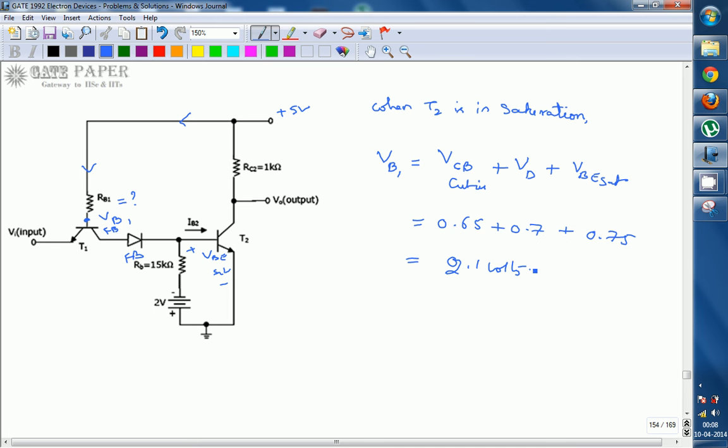T2 transistor comes into the on condition. To make the T2 transistor come into the on condition, the voltage VB1 has to be 2.1 volts. So the value of RB1 should be such that the current flowing through it is limited. So for example, the current flowing through it is going to be I.